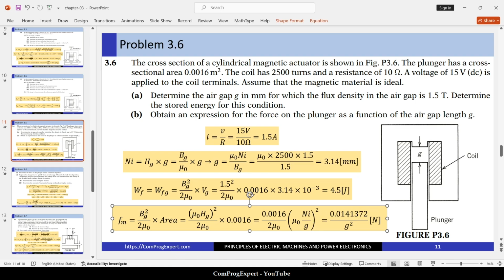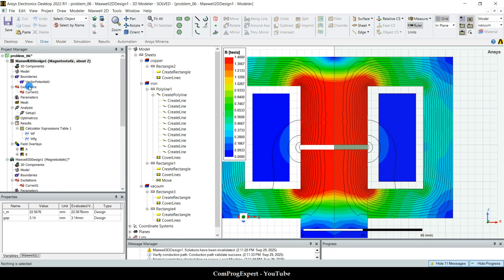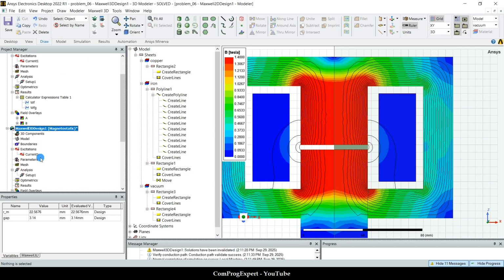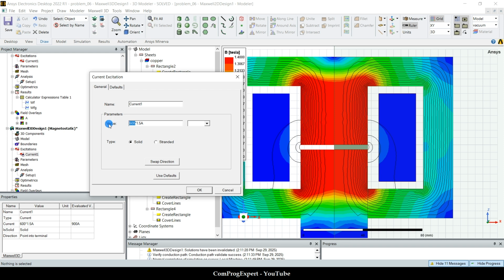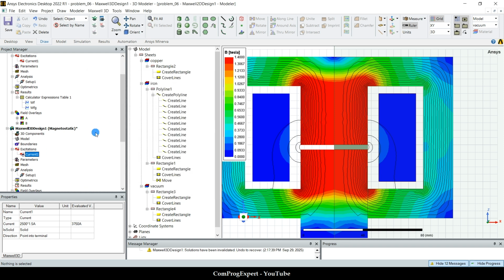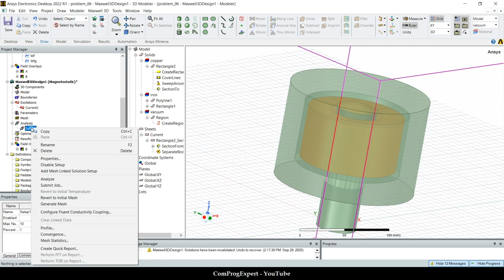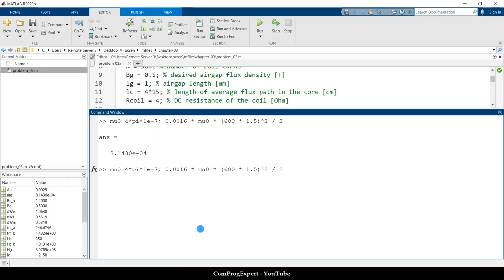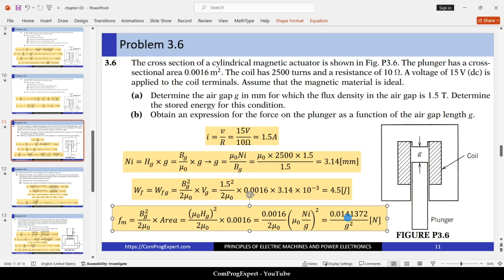Why do we have this number? Excuse me, I have set the number of turns wrong. Here the number of turns is correct for 2D simulation, but for the 3D simulation, this is the correct number of turns. Again, you can repeat the simulation for 3D analysis. Here in MATLAB, I have set this number wrong. Yes, 0.0141, this number that we have here. So we have found a relationship for the force.